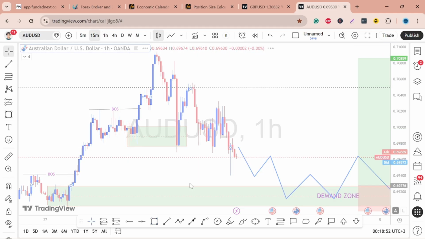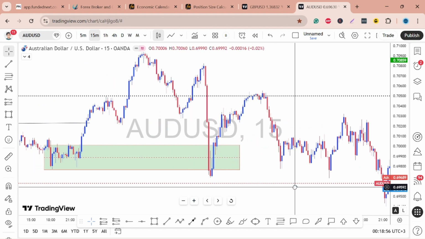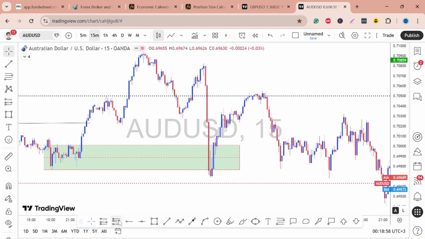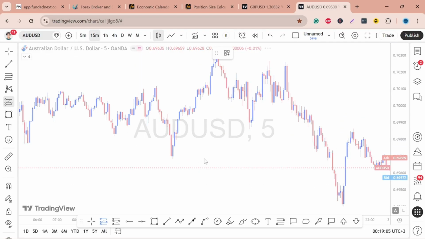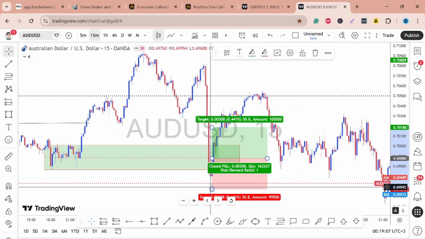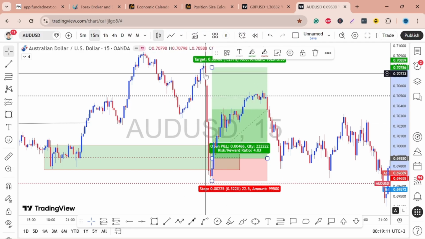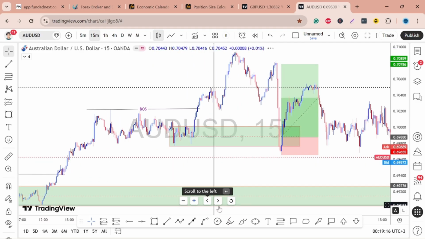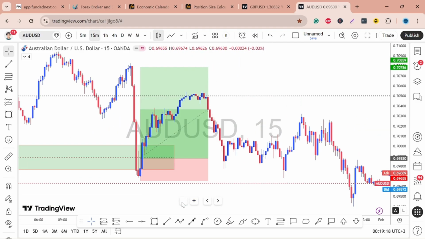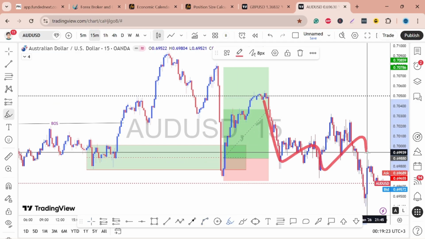However, it was an M15 demand zone, which I actually sent into the group. My entry was around here, and I was looking to target this level over here, but price did not reach there. So I was stopped out on that particular setup with this move down on this side here.